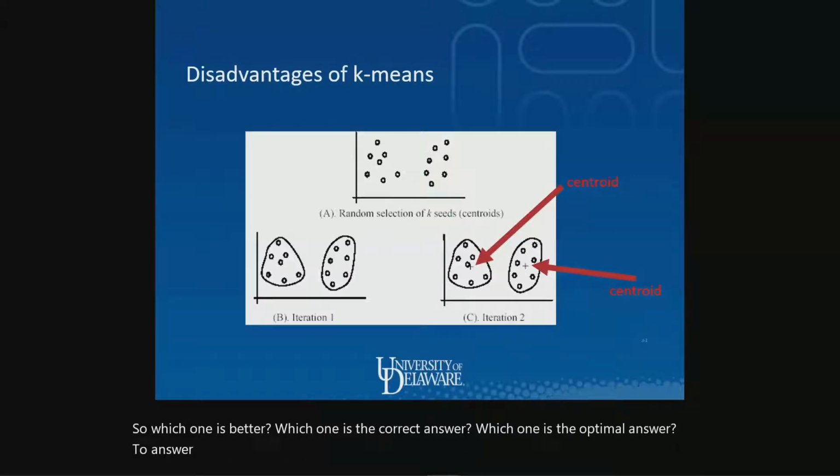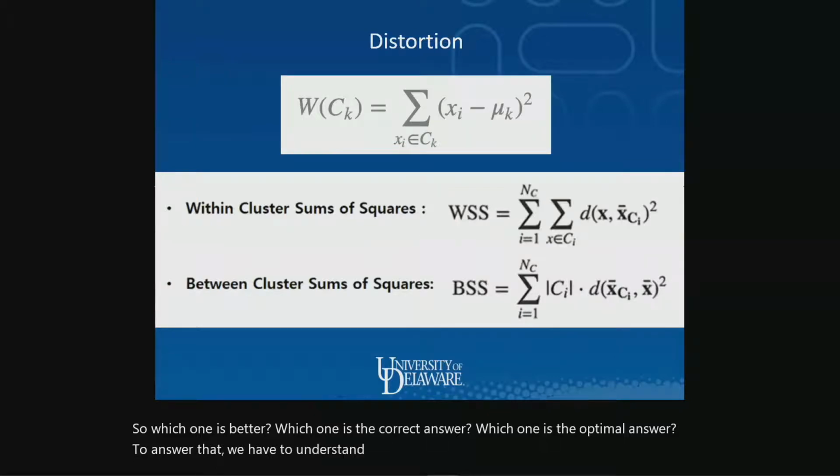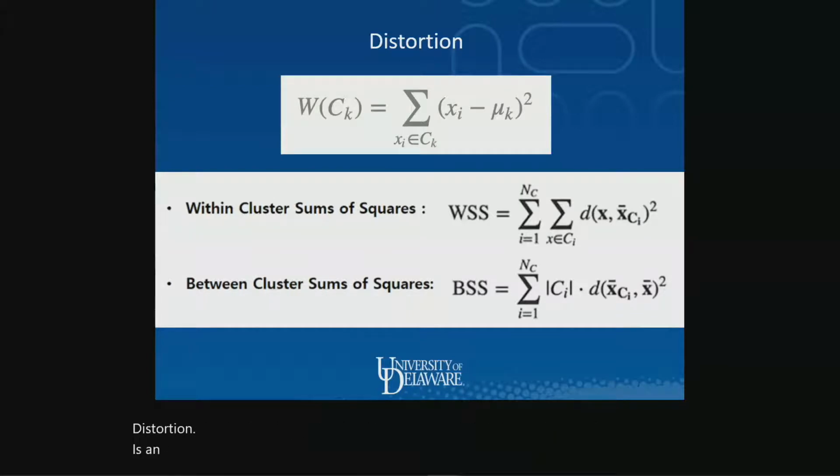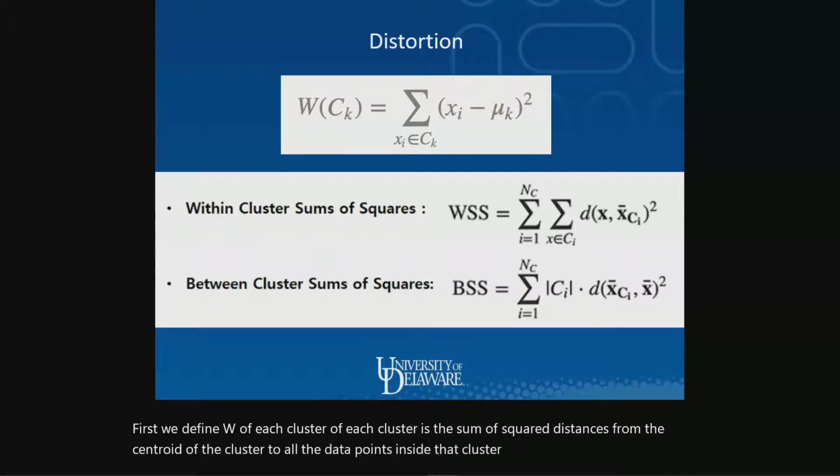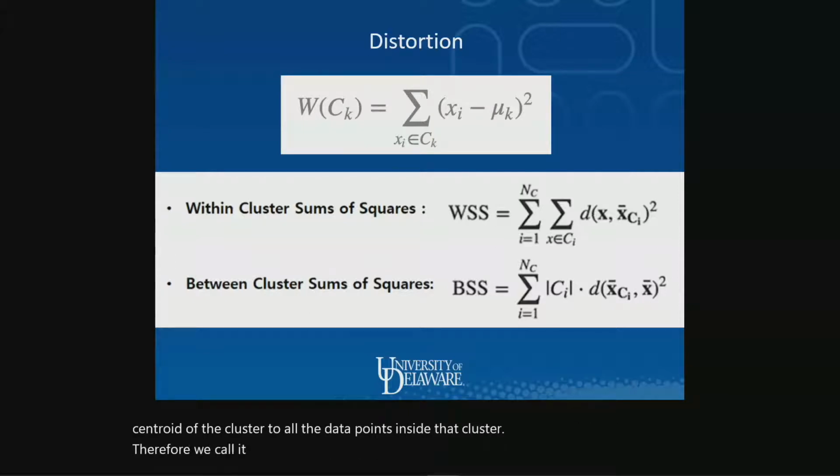To answer that, we have to understand the meaning of distortion. Distortion is an important measure of efficiency or optimality of the final solution of clustering methods. First, we define W of each cluster. W of each cluster is the sum of the squared distances from the centroid of the cluster to all the data points inside that cluster. Therefore, we call it within cluster sum of the squares. Within cluster sum of the squares is W.